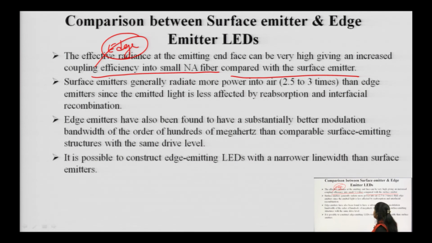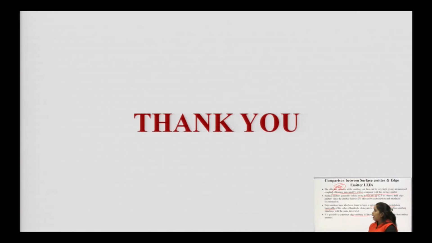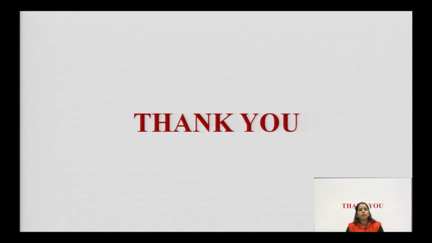Surface emitters generally radiate more power into the air as compared to the edge one. Edge emitters have also been found to have substantially better modulation bandwidth than the surface one, and it is possible to construct the edge emitter with narrower line width so that the dispersion can be reduced compared to the surface emitter. So, with this I am going to end the first part of the LED section.